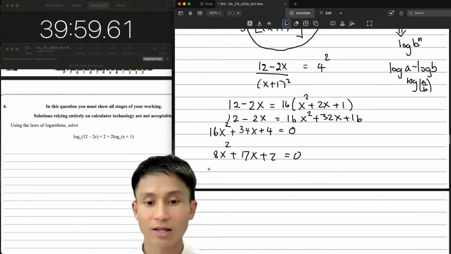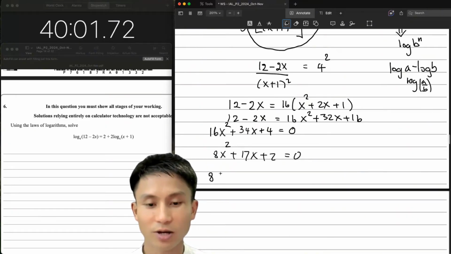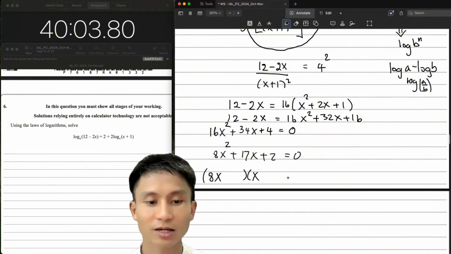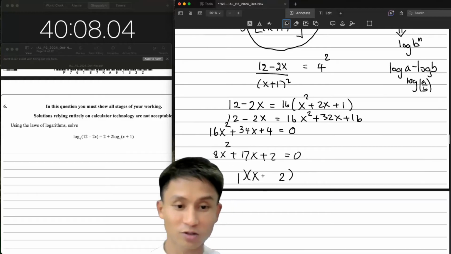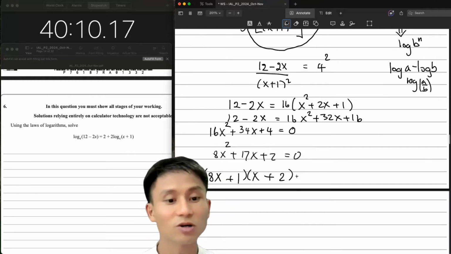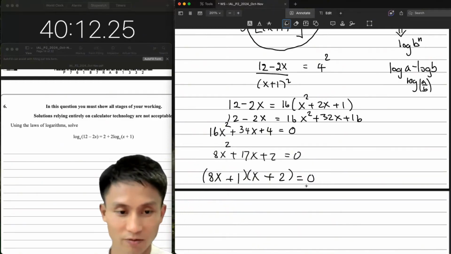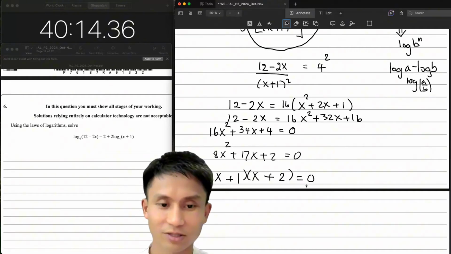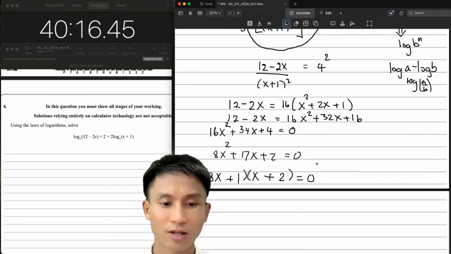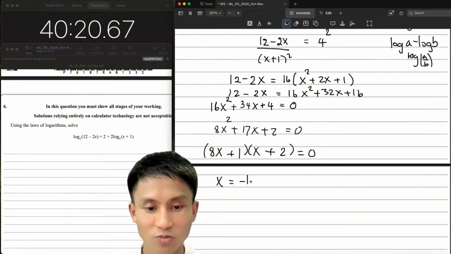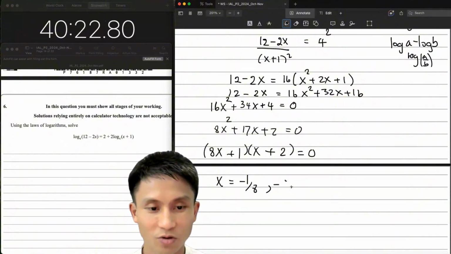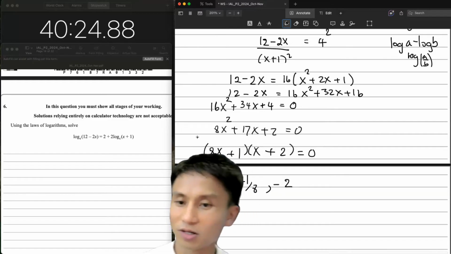I think we can try 8 and 1. Yeah, so 8x and 1x here, and the 2 and the 1. Because I see that 17 comes from 16 plus 1, so I tried that, and it works. Okay, so everything is fine here. We get 17 in the middle and 2 on the last term. And it seems like I get two negative values. No big deal. One of them must work.